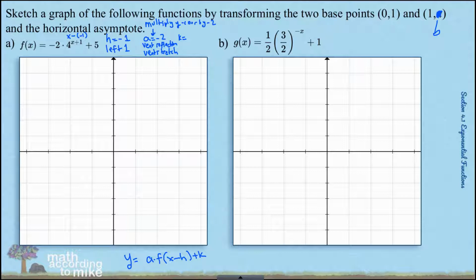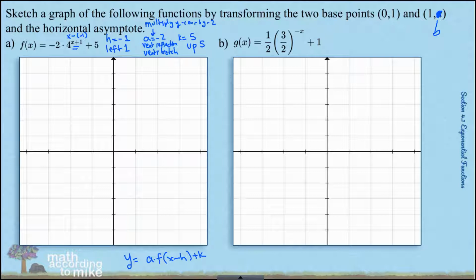K will also directly affect the y coordinate. K is what you add to the function. We're adding 5, so K is 5. So we could say up 5. Or we could say add 5 to the y coordinate. Either one is completely fine. So H inversely affects the x coordinate. It looks like you're adding 1 to the variable, but you actually subtract 1 to go left. A and K directly affect the y coordinate.